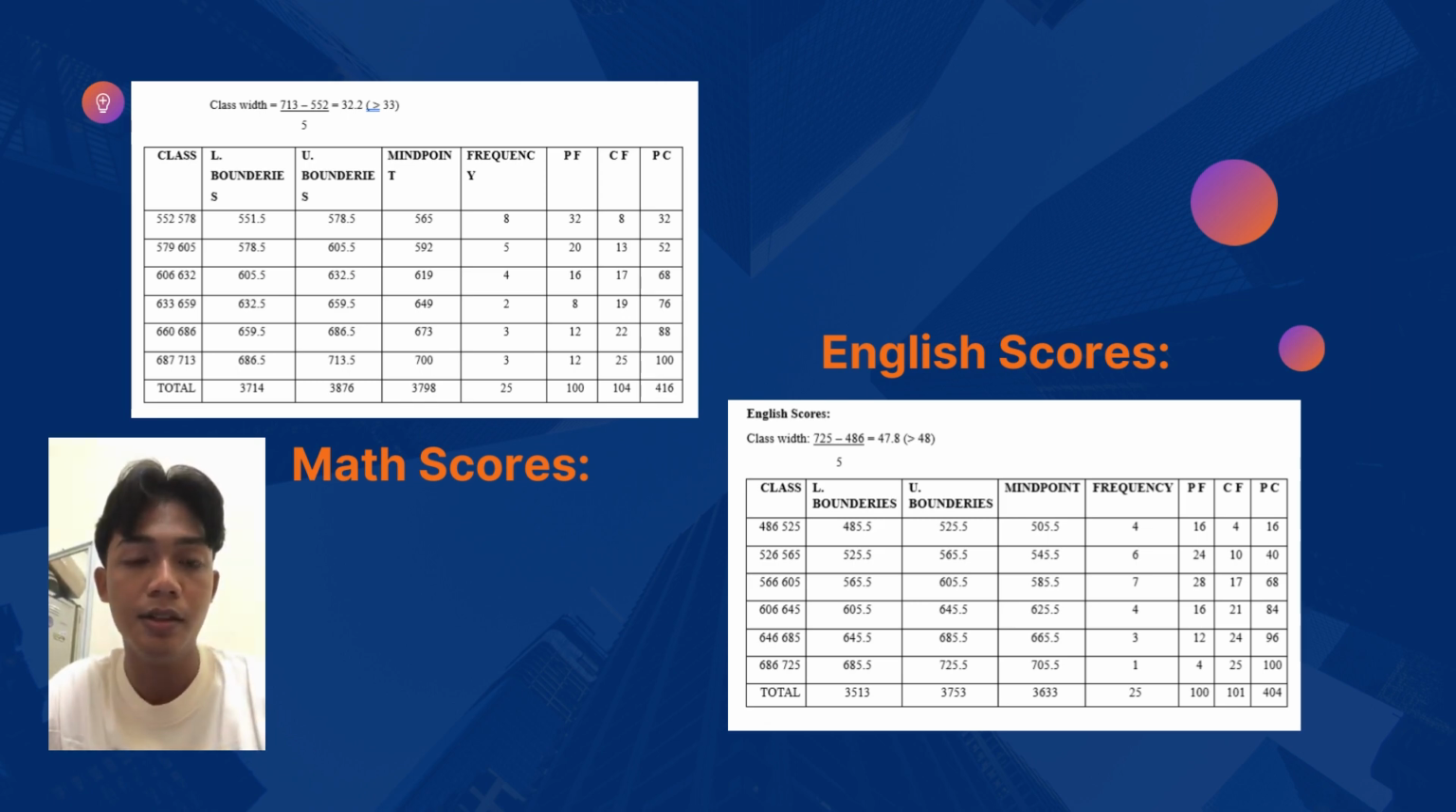In both tables, the frequency column shows the number of scores falling within each class, while the percentage frequency column represents the percentage of scores within each class out of the total number of scores. The cumulative frequency column provides the running total of frequencies up to each class, and the percentage cumulative column displays the cumulative frequency as a percentage of the total number of scores. This frequency table offers insight into the distribution and concentration of scores within different ranges or classes for math and English scores.